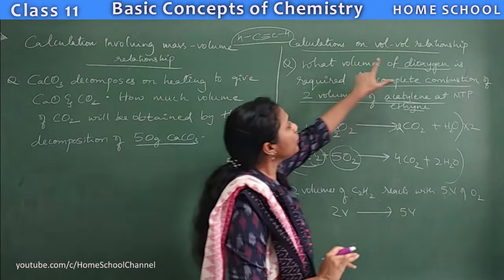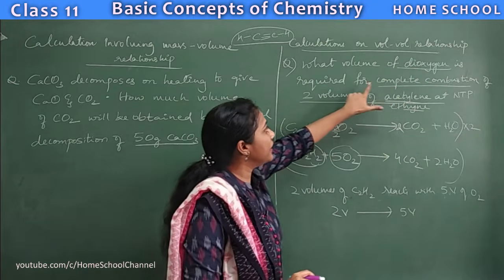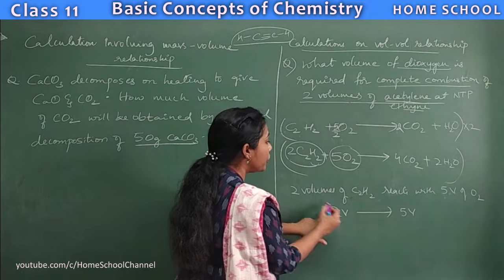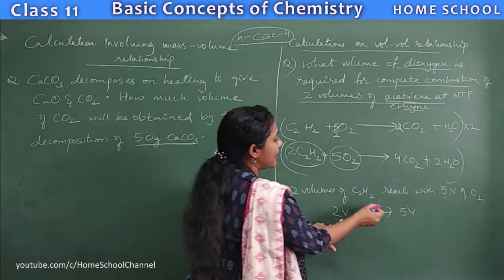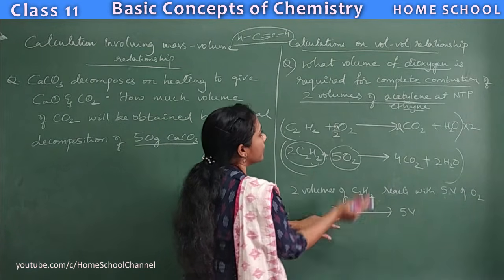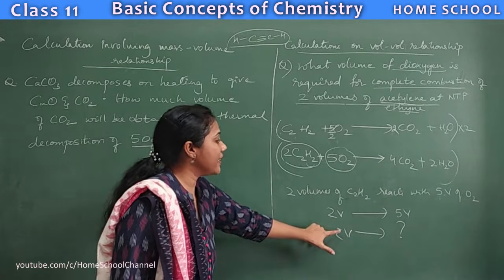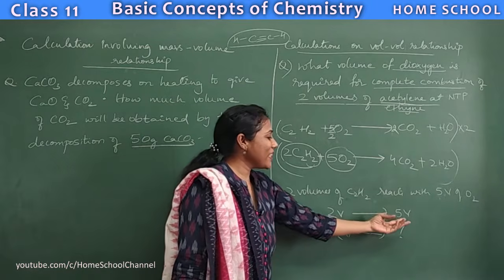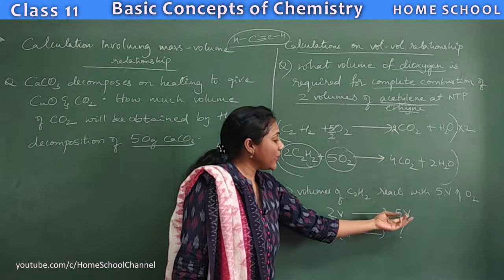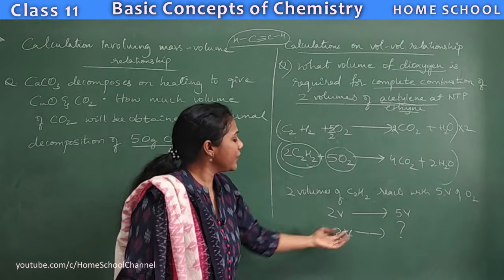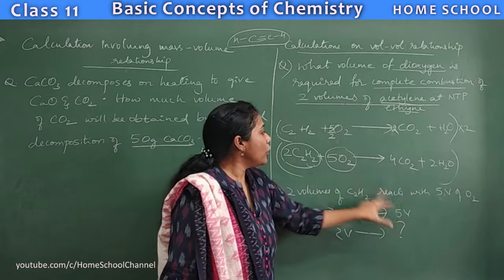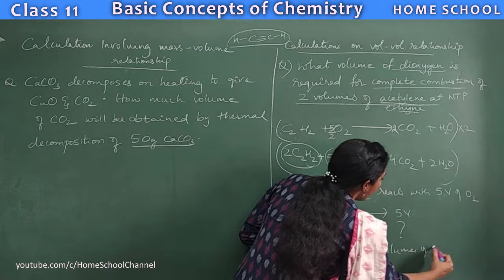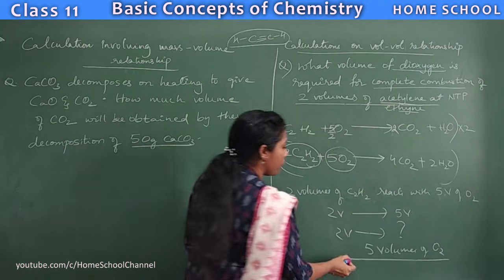They are asking what volume of dioxygen is required for complete combustion. Okay, when two volumes of acetylene react, 5 volumes you will get from the equation. They are asking when you have two volumes of acetylene, how much oxygen is needed? The chemical equation will tell you, right? Two volumes require 5 volumes of oxygen. They are asking that only. 2 volumes of acetylene need how many volumes of oxygen? So your answer is 5 volumes, right? So 5 volumes of O2 is necessary. Your answer is 5 volumes.